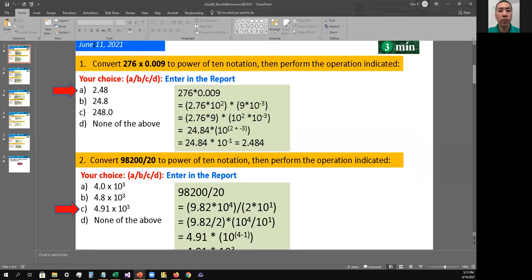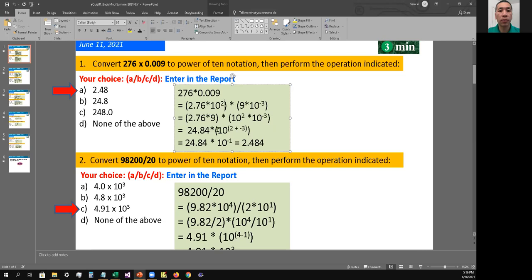Okay, so number one: convert 276 times 0.009 to power 10 notation, then perform the operation indicated. The first thing you want to do is convert this into scientific notation, which is 2.76 times 10 to the 2. And the second part is 9 times 10 to the negative 3.